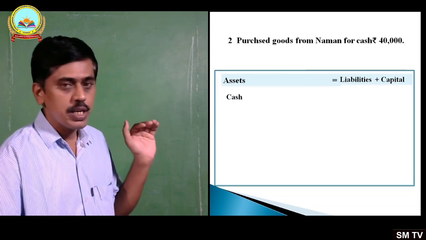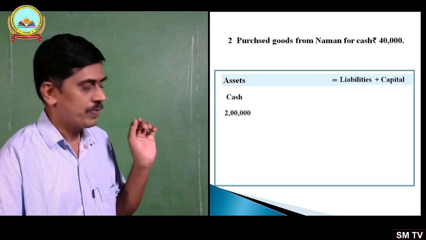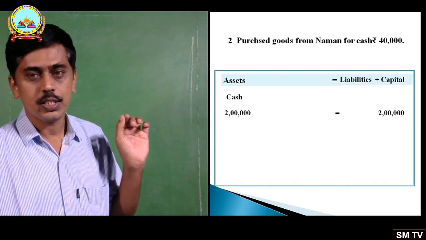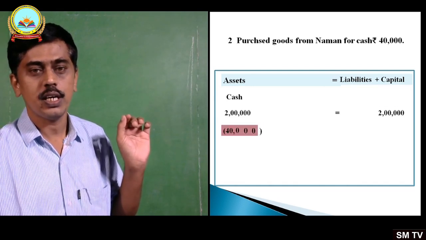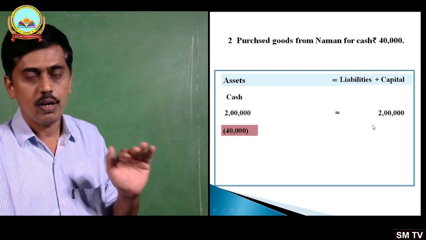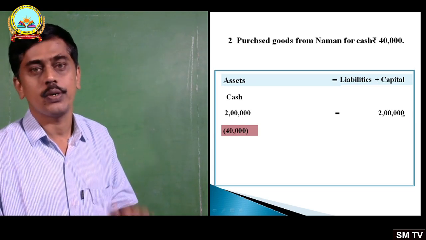What are the assets here? Existing assets. Cash how much? 2 lakh. Cash 2 lakhs. Then no other assets. Liability side capital 2 lakhs. This is the existing situation or existing position, isn't it? Cash 2 lakh, capital 2 lakh.